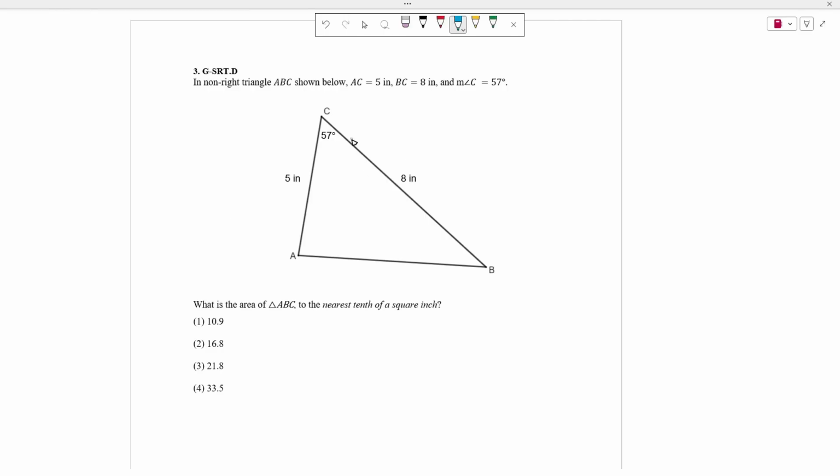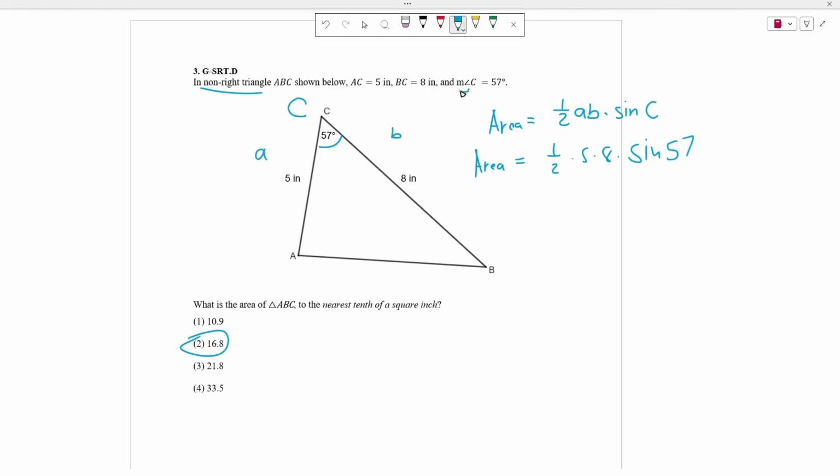Now, whenever you're given an angle between two sides of a non-right triangle, you can use the formula that the area is equal to 1/2 ab times the sine of C. So a and b are the two sides, and C is the angle. It's going to be the angle between those two sides. So we can just plug this into our formula: the area is equal to 1/2 times 5 times 8 times the sine of 57, and that's going to give you choice 2.